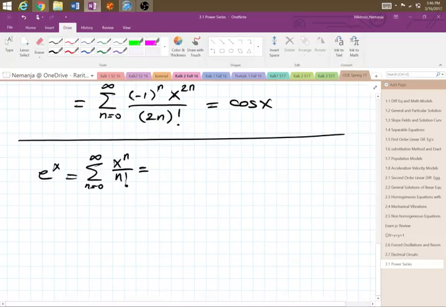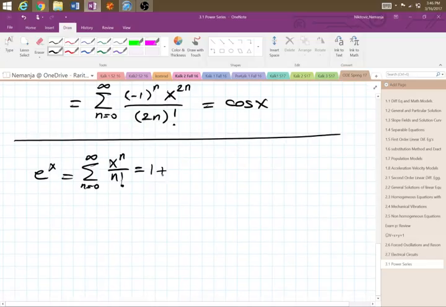And what do I have? 1 plus x plus x squared over 2 factorial plus x cubed over 3 factorial plus, and it's going to go like that. You pick up the pattern, right? Technically, the stuff that's missing here is over 1 factorial and 0 factorial. 0 factorial is also 1, and 1 factorial is 1. Cool. So that's e to the x.